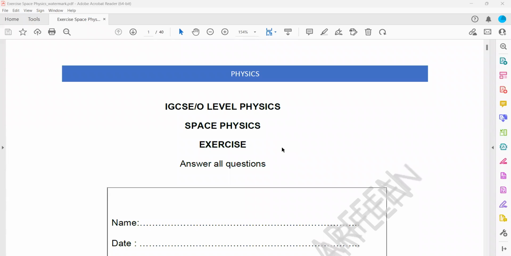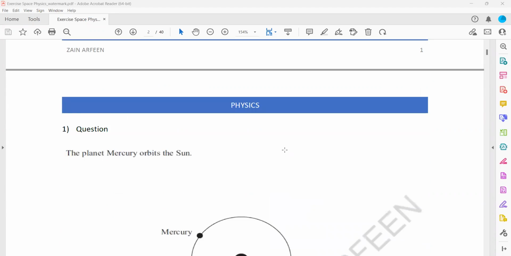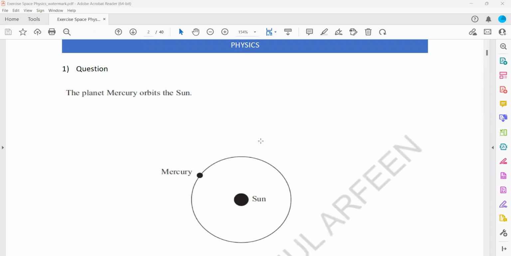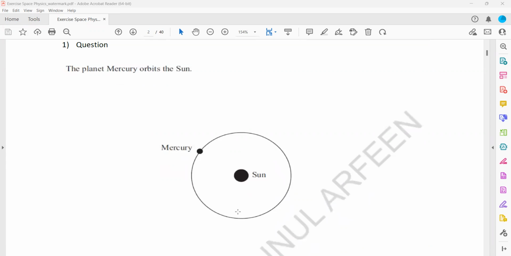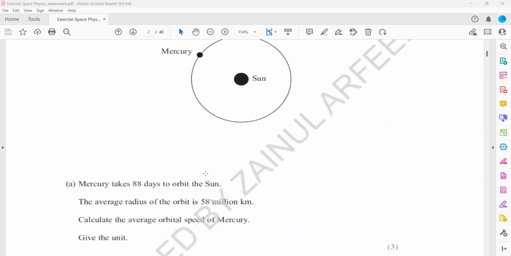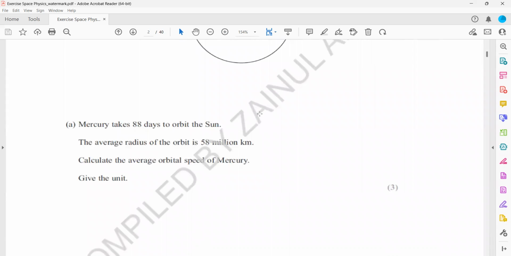So the exercise is related to space physics. The planet Mercury, as you can see, orbits the sun. A circular orbit is given. The main purpose of giving a circular orbit is for calculation, since it's actually slightly elliptical. Mercury takes about 88 days to orbit the sun. That's the time Mercury takes. The average radius of the orbit is about 58 million kilometers.